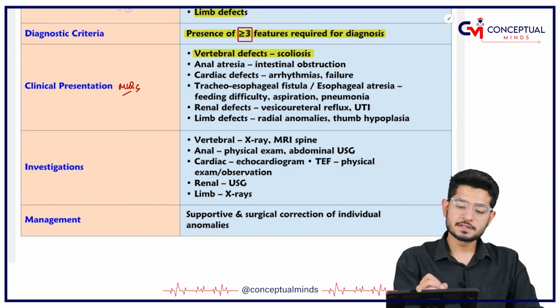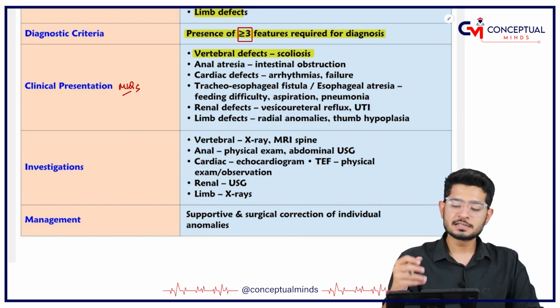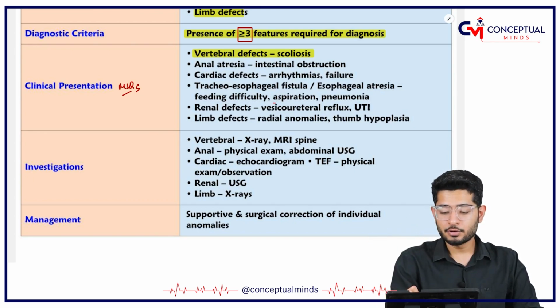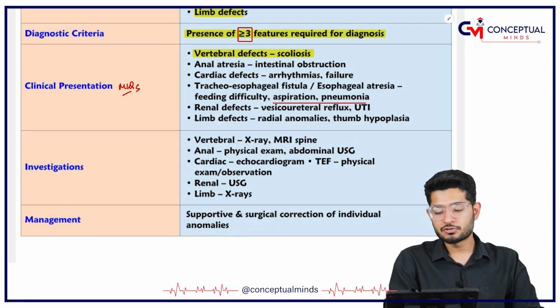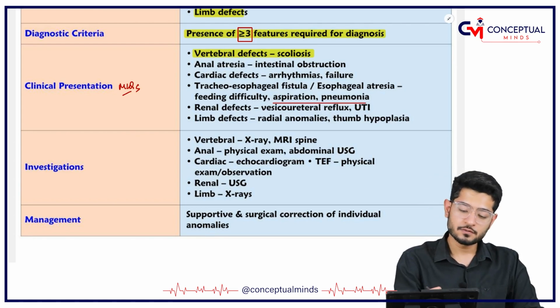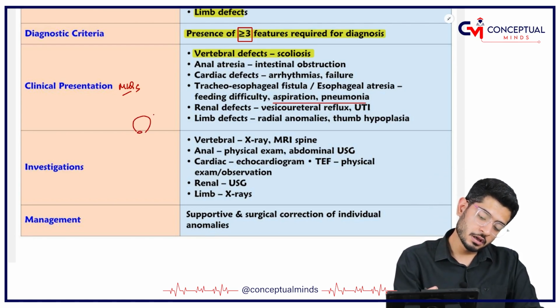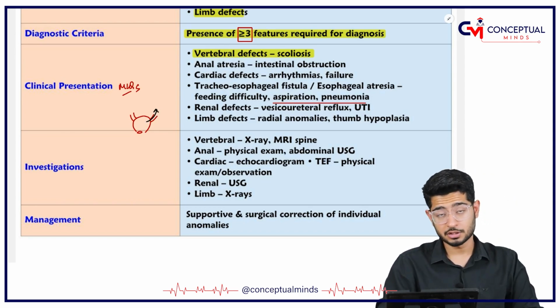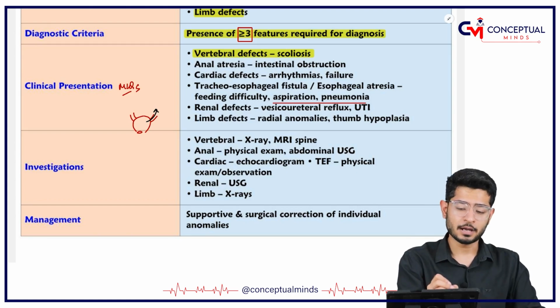Of course, because it's a fistula, the contents can go from the esophagus into the lungs, and while going into the lungs, it can cause aspiration and pneumonia as well. In renal defects, vesicoureteral reflux is seen. Vesicoureteral reflux means the urine goes from the bladder into your ureter, and there it can cause UTI. In limb defects, of course, it can cause radius abnormalities. This is important, and thumb hypoplasia.